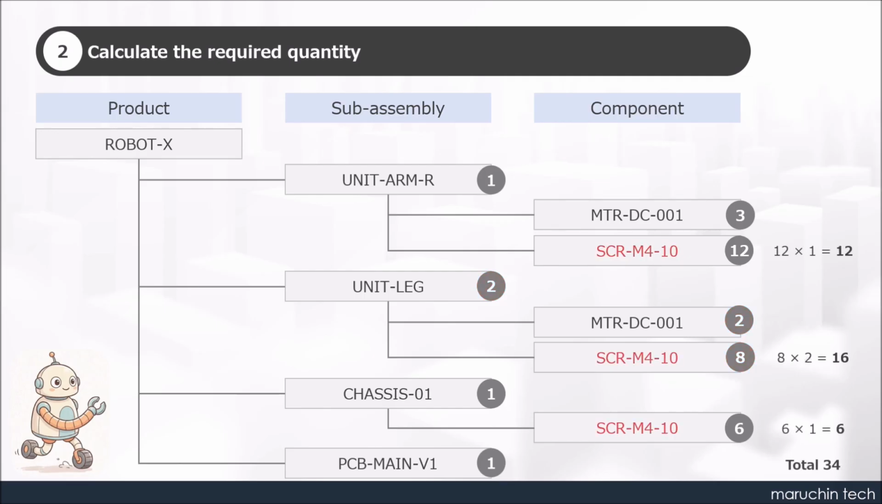Next, let's look at the screws, which are common parts. Screws are used in the right arm, the legs, and the body. A single robot requires a total of 34 screws. As a side note, in general manufacturing, commodity parts like bolts and nuts are often managed separately from other parts. It is common to order these generic parts in bulk, such as by the box. However, in this course, we will assume that screws are ordered individually.